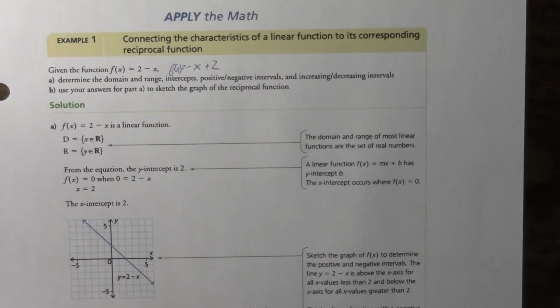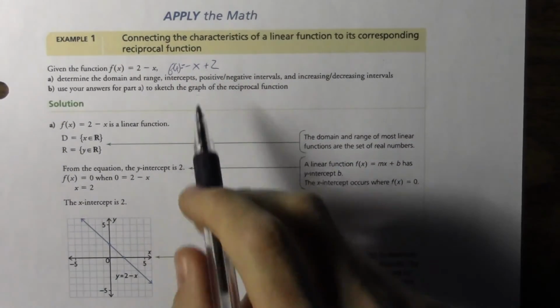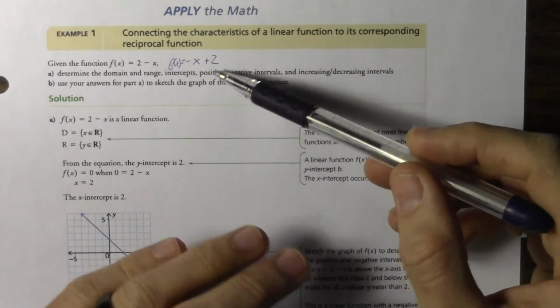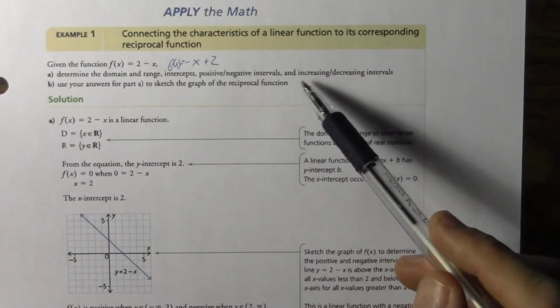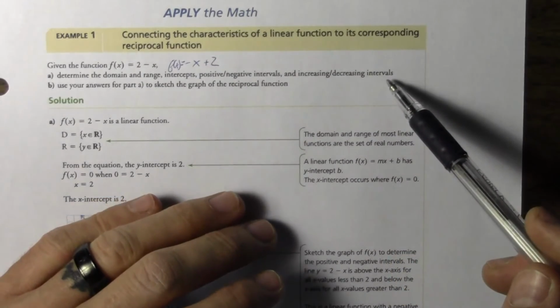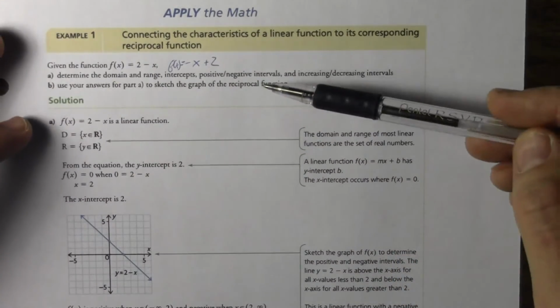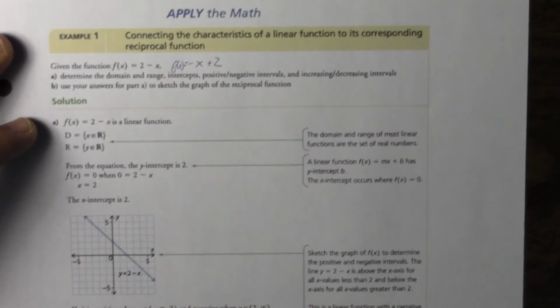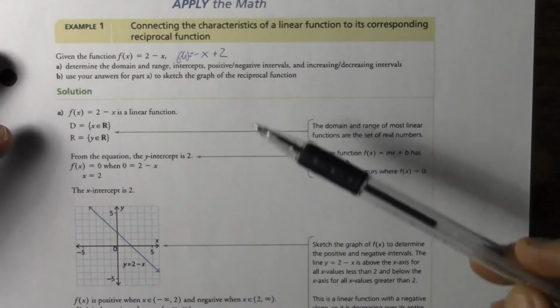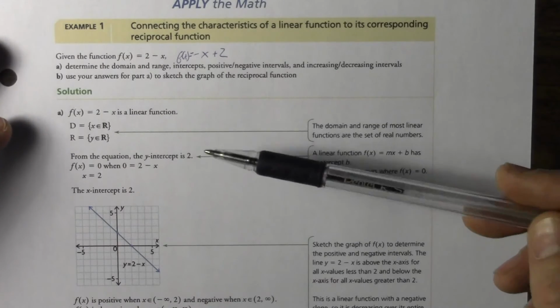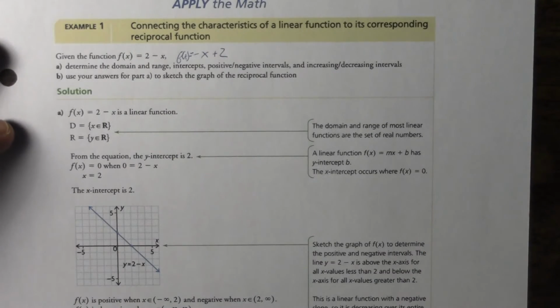Okay. So we know it has a slope of -1 and it has a y-intercept of 2. Determine the domain and range, intercepts, positive, negative intervals, and increasing, decreasing intervals. Okay, so the first step, to make this easier for yourself, would be to make a graph. This is one of the few scenarios where graphs actually do help quite a bit because they can allow you to visualize the function and then answer all these questions quite easily.